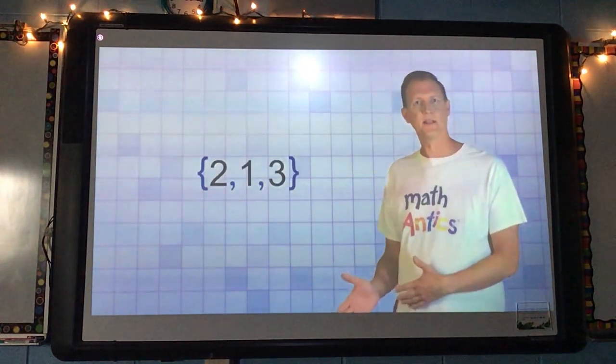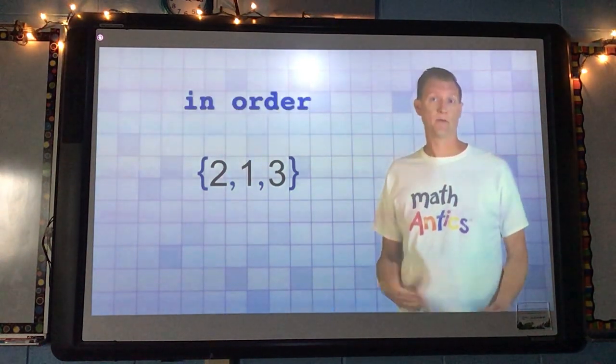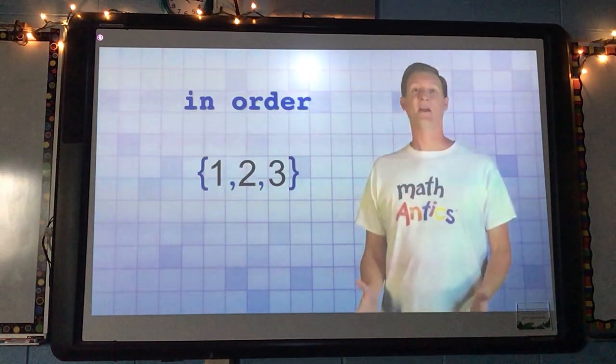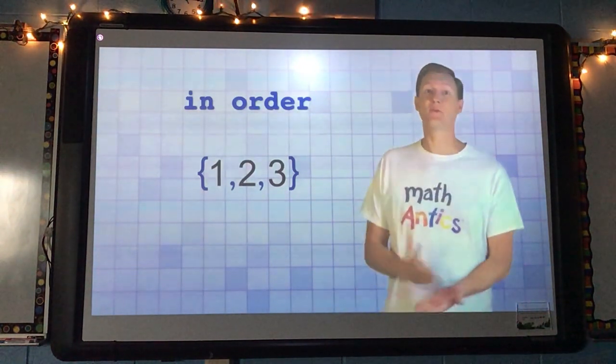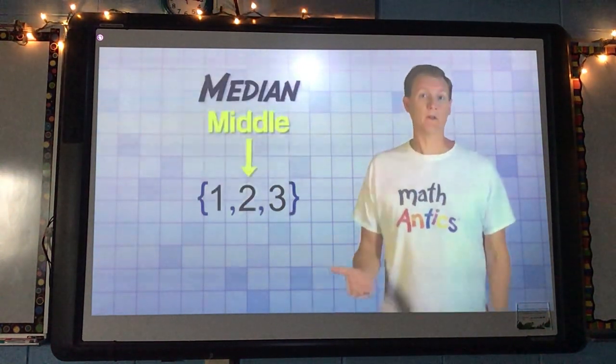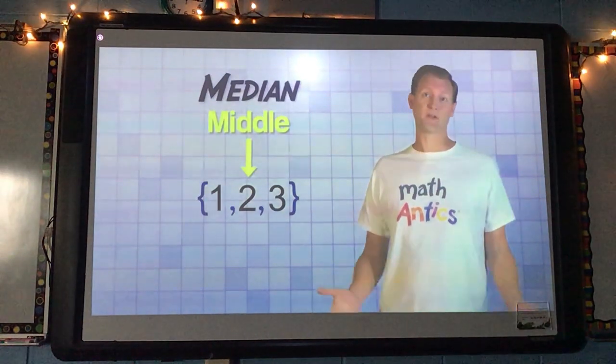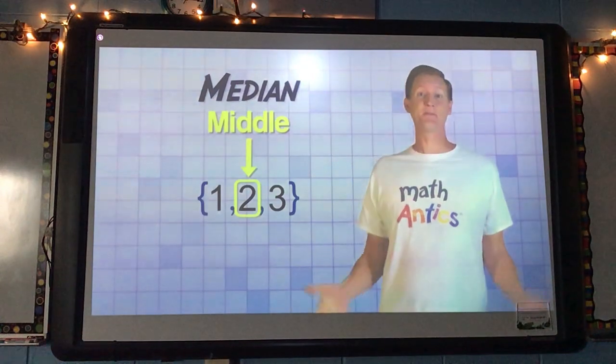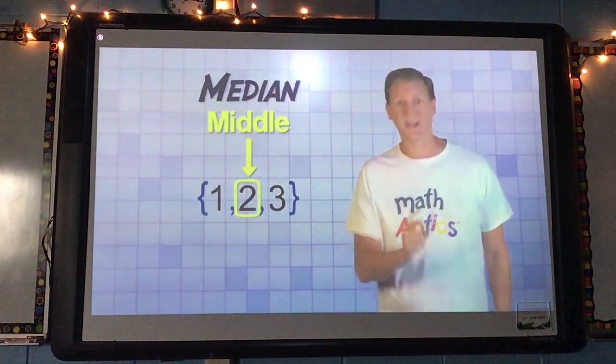It's pretty easy to see that we can put this data set in order from the least to the greatest value just by switching the 2 and the 1. There, now we have the data set 1, 2, 3, and finding the median, or middle, of this data set is easy. It's just 2, because the 2 is located exactly in the middle. That almost seems too easy, doesn't it? But don't worry, it gets harder.